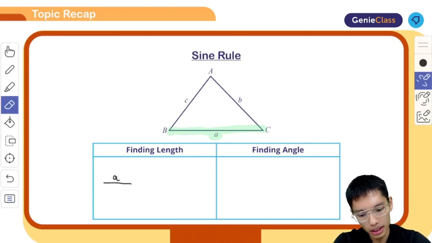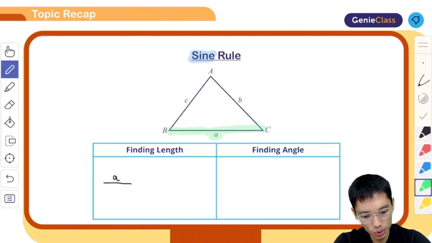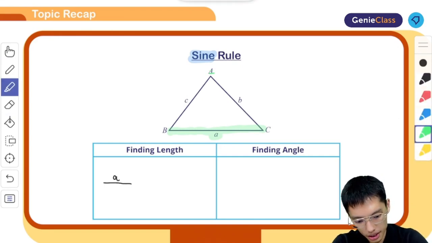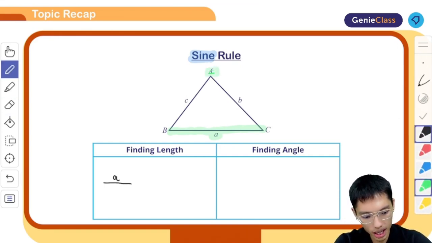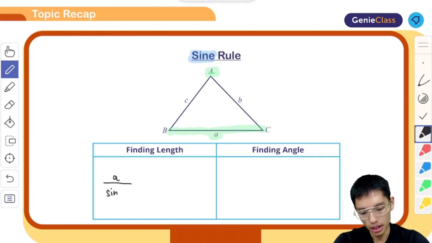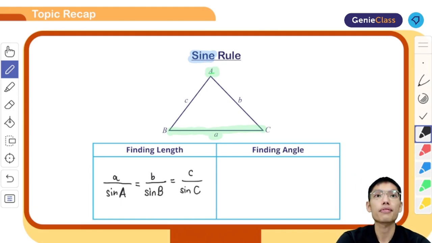Why is it so? Sine rule, as the name mentioned. Okay, sine rule. So A over here with reference to this angle over here. So that's why it's my sine rule. Alright, so A over sine A. And you actually repeat them for the other alphabets as well. So A over sine A, B over sine B, and C over sine C. So that's how we find the length.